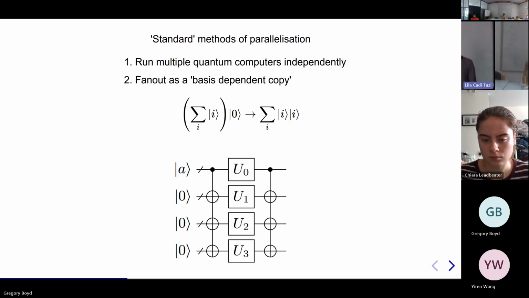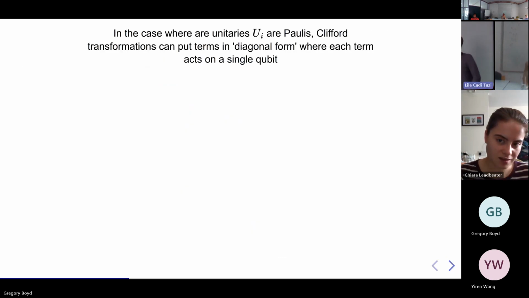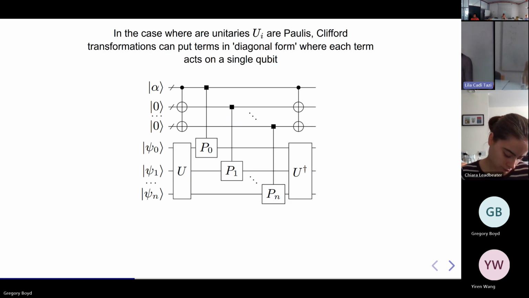And so it's also true that if you have some sequence of unitaries that can be transformed into gates that only act on single qubits, then you can do those transformations, act on them in parallel, and then transform back. So that's the idea. In the case where the unitaries are Hamiltonian Paulis, which is a reasonably common situation, we can do Clifford transformations to transform these terms into single qubit Paulis.